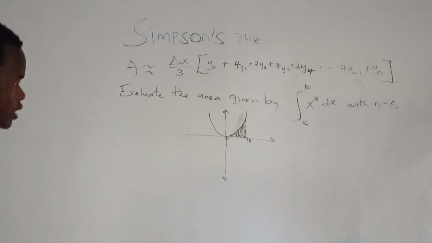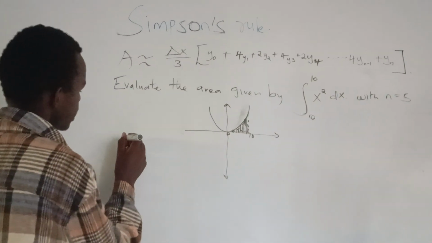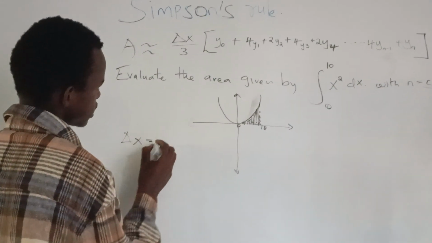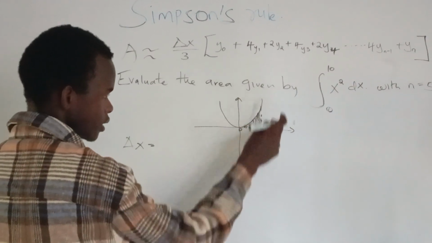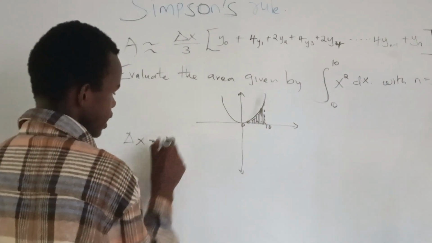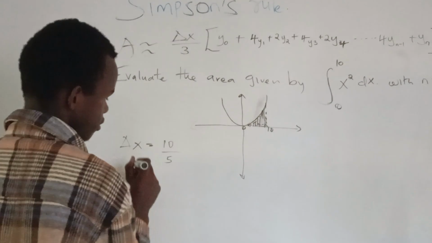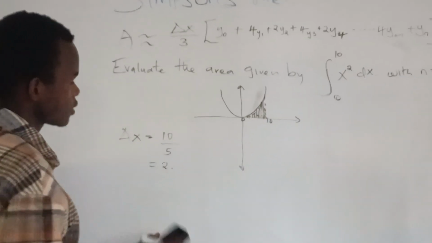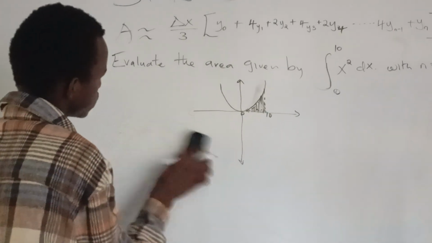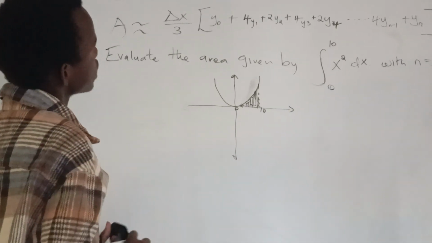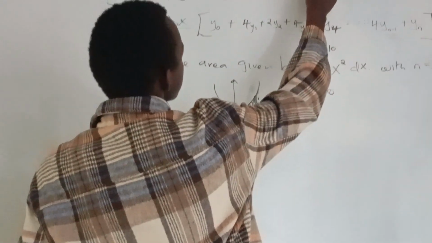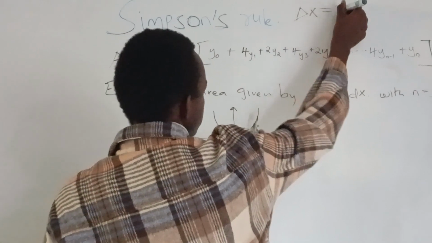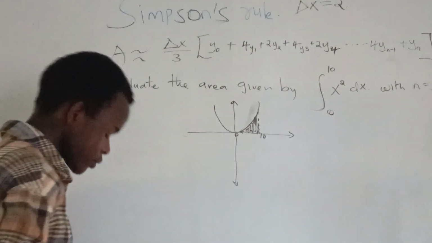So from here, we'll just again calculate our delta x. Delta x is from 10 minus 0, that is just 10, divided by 5, the value of n. So our delta x again is just 2. This is our delta x, just for familiarization. Our delta x again is 2.